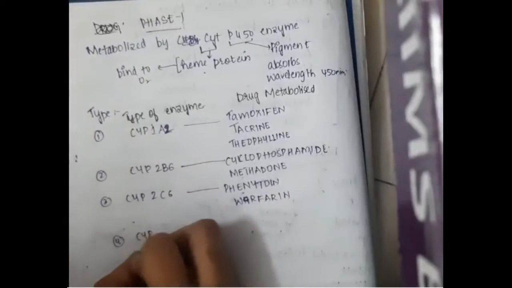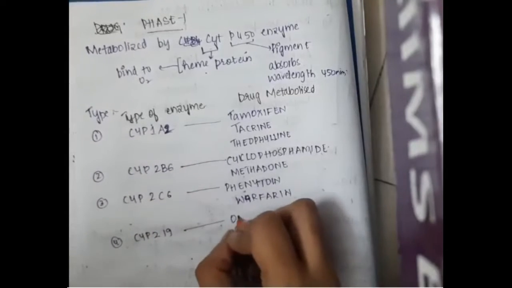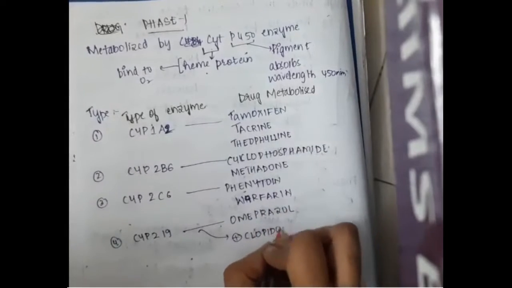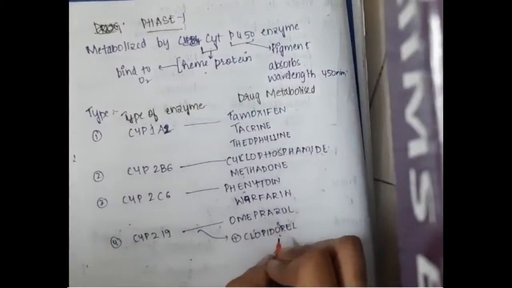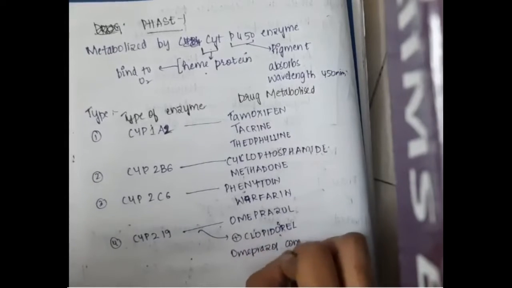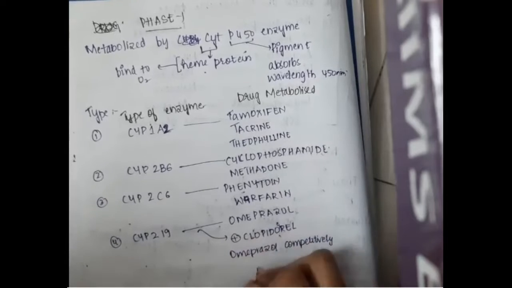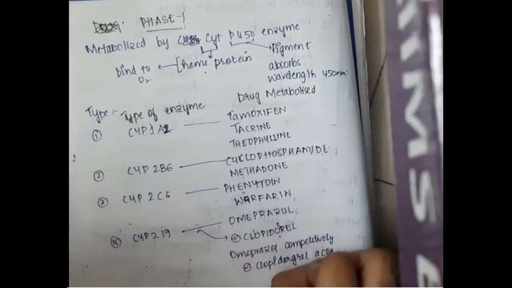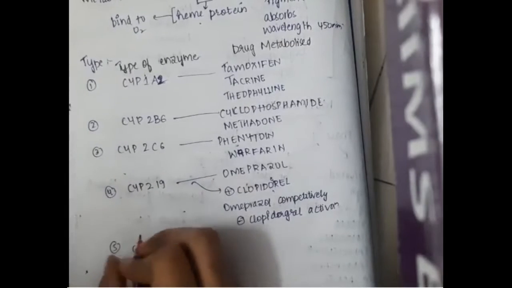Then we have the fourth type of enzyme, which is CYP2C19, which metabolizes the drug omeprazole and also activates clopidogrel. So omeprazole will competitively inhibit clopidogrel activation because both of these go through the same enzyme.